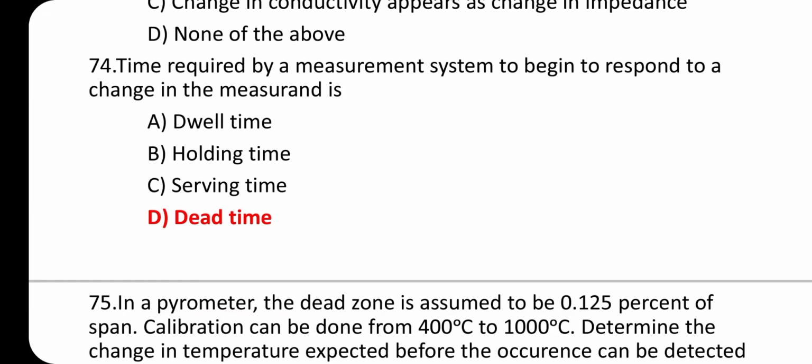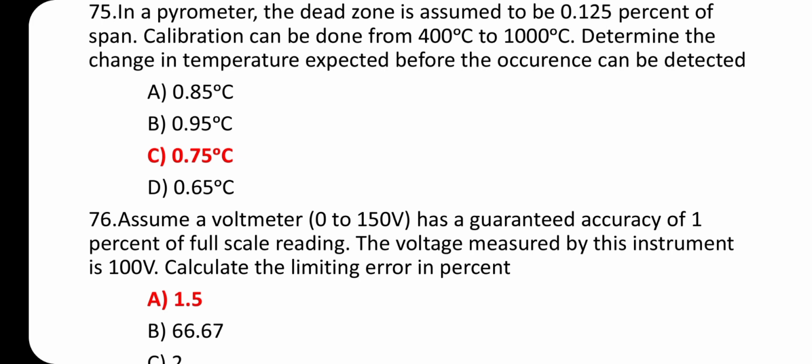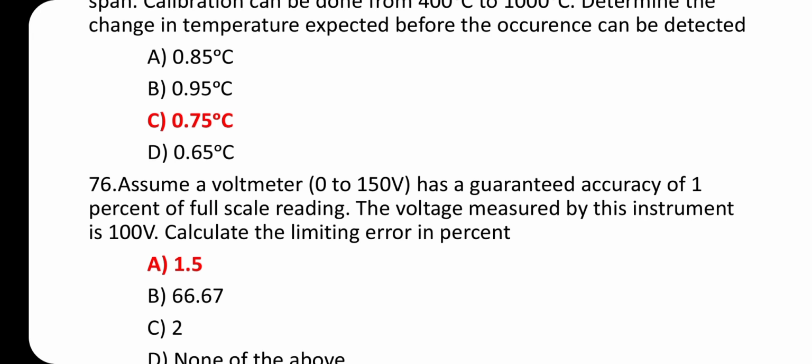Option A. The time required by a measurement system to begin to respond to a change in measurement is dead time. Option D. In a pyrometer, the dead zone is assumed to be 0.125% of span. Calibration can be done from 400 degrees Celsius to 1000 degrees Celsius. Determine the change in temperature expected before the occurrence can be detected. Option C, 0.75 degrees Celsius.